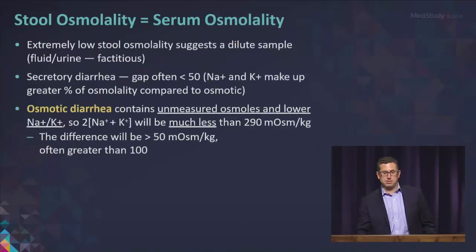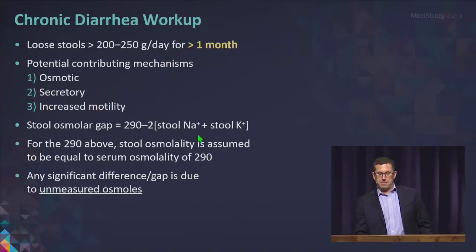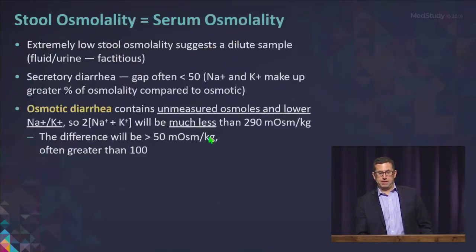So I have a few more slides on this. If you see an extremely low stool osmolality on this test, that actually suggests a dilute sample. So it could be fictitious, like somebody is submitting urine instead of stool. If there's secretory diarrhea, the gap is often less than 50. The reason for that is that sodium and potassium make up a greater percentage of the osmolality compared to osmotic diarrhea. If you go back to this formula, you'll see that the sodium and potassium are going to be higher, so the difference is going to be lower, right? So secretory diarrhea, low gap, okay?